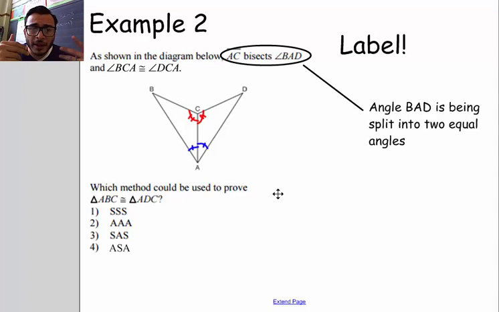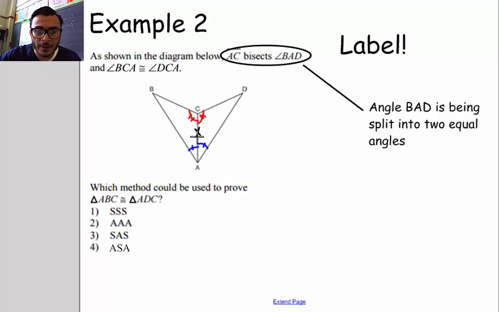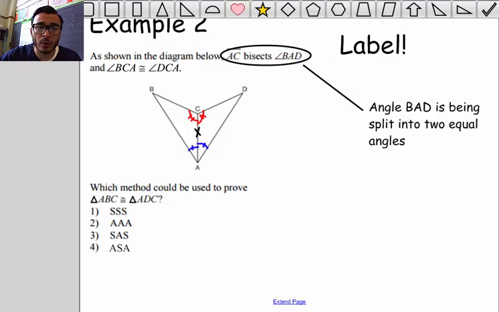So we have to think, maybe there's something else here in the diagram that I can say is congruent. And there is. You can say that side AC is congruent to side AC by the reflexive property. So that would give us choice 4, angle, side, angle.